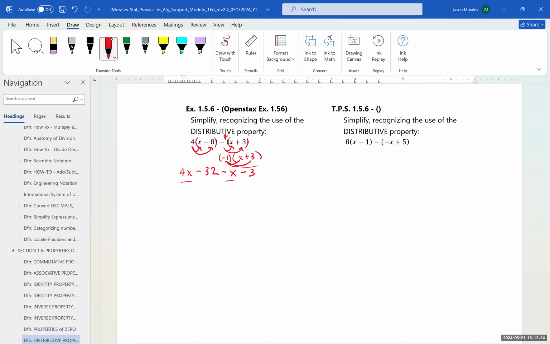So now we can combine like terms. 4x minus x is 3x, and -32 minus 3 is -35. All right, the answer for this next think pair share should be 9x minus 13. So give that a try using this example as a model, and let me know if you have any questions.